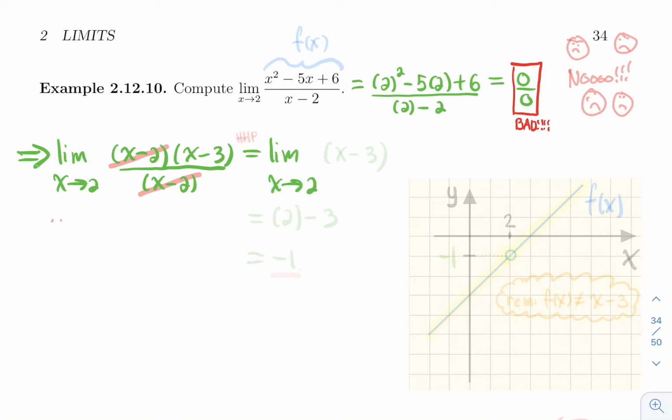Now, after you cancel, you're creating a new expression. And this is thanks to the hole principle. So you're getting this new function. These two functions are not the same. And I have a remark that is coming up at the end of this example to illustrate that. Now you have this new limit, the limit of a new function, x minus 3, that you get after cancellation. So if you plug 2 in there, you're going to get 2 minus 3, and you're getting minus 1. So the limit as x approaches 2 of x squared minus 5x plus 6 over x minus 2 is minus 1.